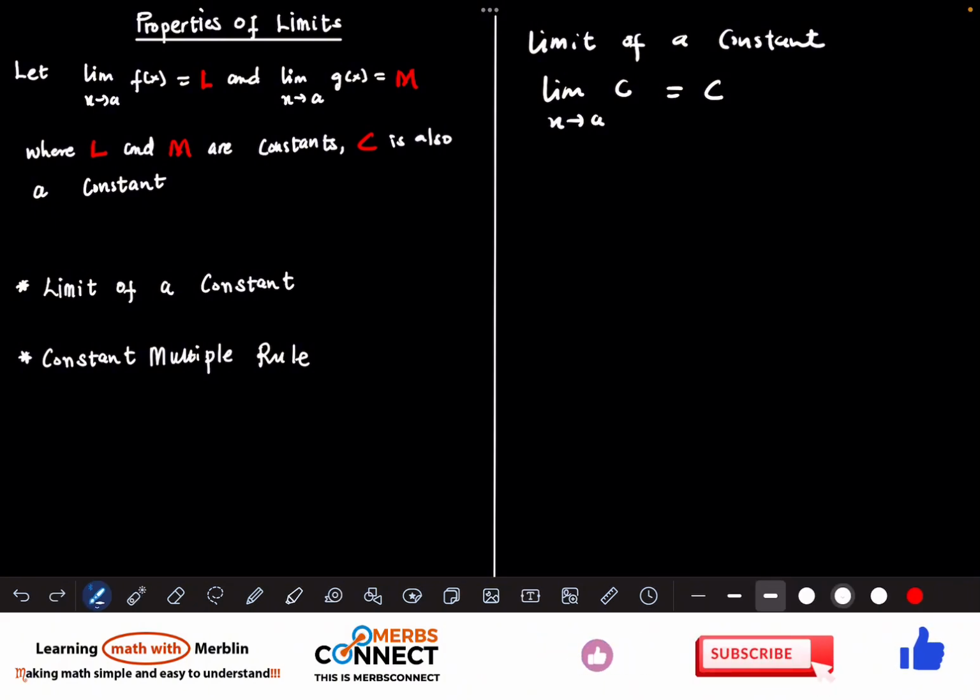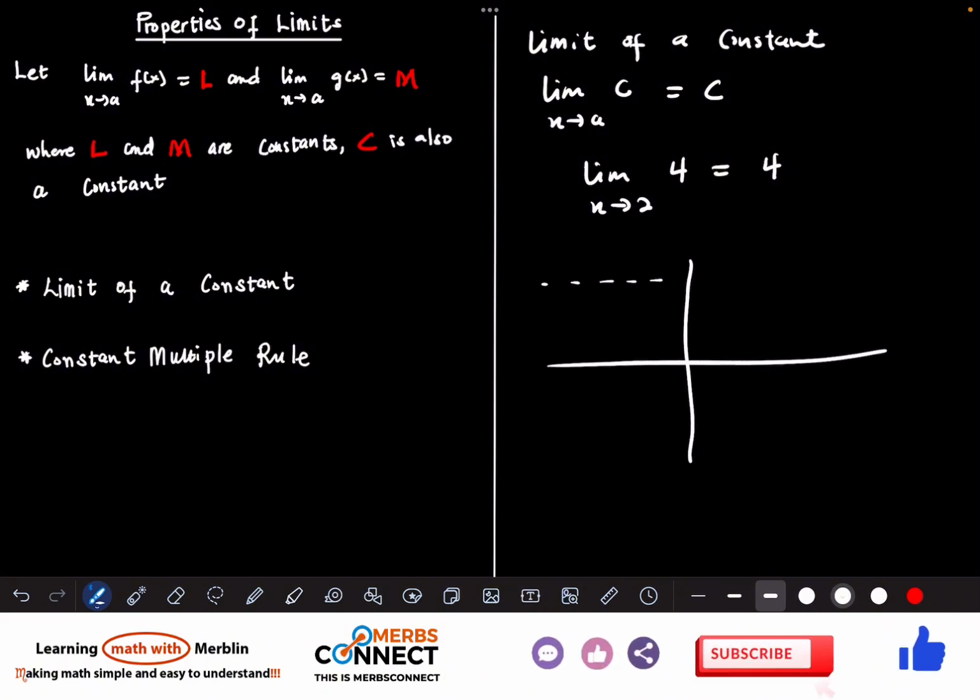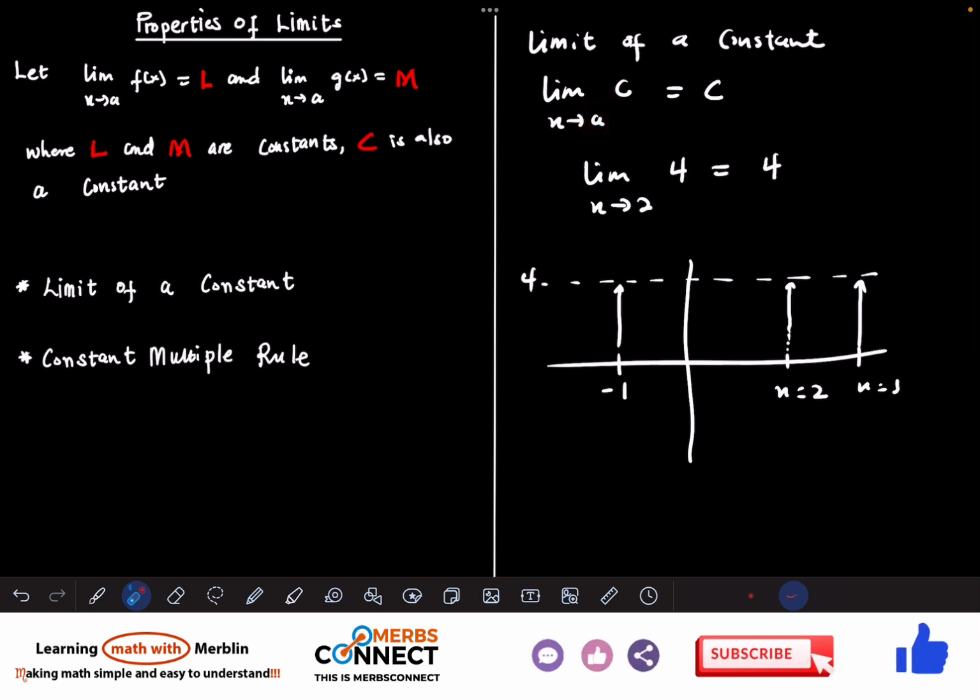So now let me sketch this. The limit as x is approaching 2 of 4 is still 4, from the limit of a constant property. So let's assume that I have this one. 4 should be here, and x equal to 2 is also here, and we can see that this is equal to 4. Now let me change the value of x from 2 to 3. You will see that if x is equal to 3, I'm still going to have 4. Nothing is changing. If I pick something like -1, I move, still I'm getting 4. So that is the idea of a limit of a constant. No matter the value of a right here, we are still going to get the constant. Why? Because the value does not depend on x. So when x changes, 4 does not change. So that is the idea.